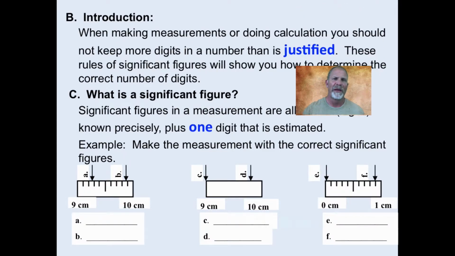So again, just remember making measurements or doing calculations, you should not keep more digits in a number than are actually justified. So that's basically stating what you know plus 1. And sig figs in a measurement are all values or digits known precisely plus 1. That's why I state what you know plus 1. Let's keep it simple. And we practice again.